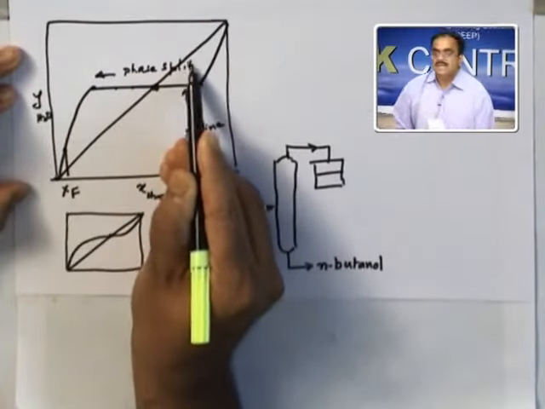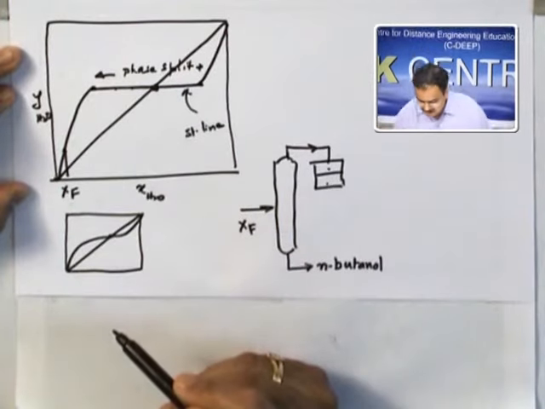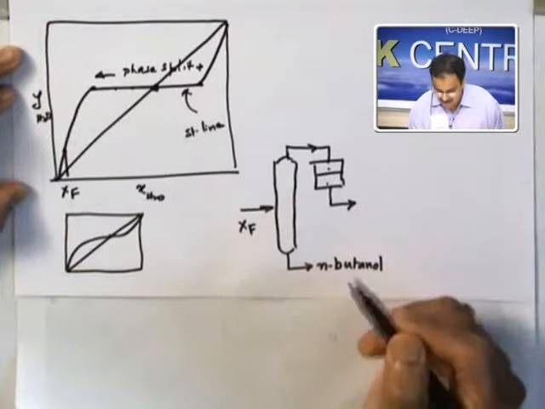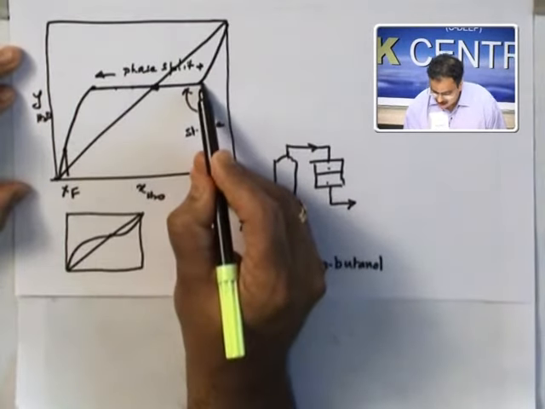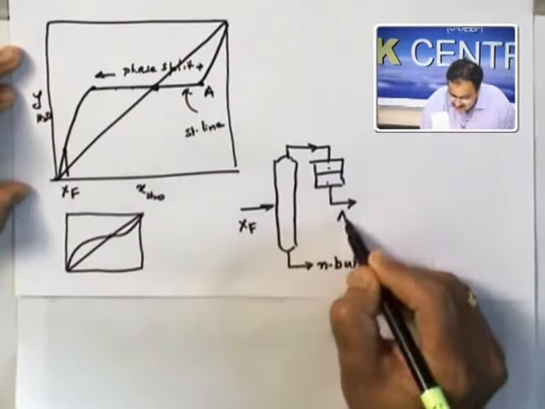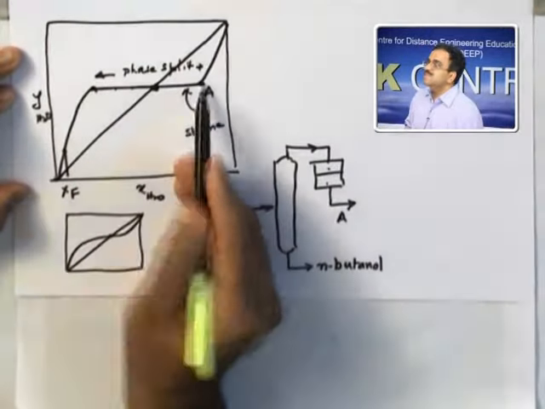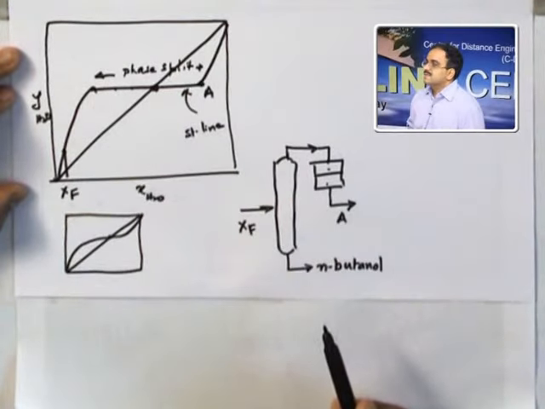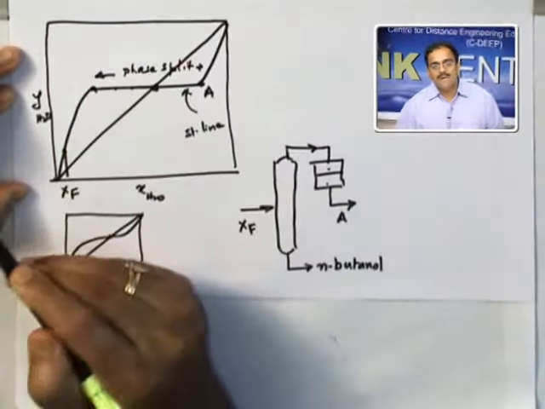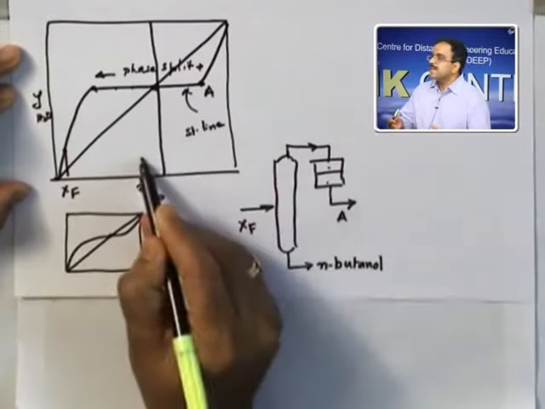I have two layers. If I just take the aqueous layer out, this is my aqueous layer. What is the composition? This point. So, this is A. I have gone from this region to this region now. So, phase splitting helps you to cross the boundary, which was otherwise not possible for homogeneous systems. I hope it is clear.